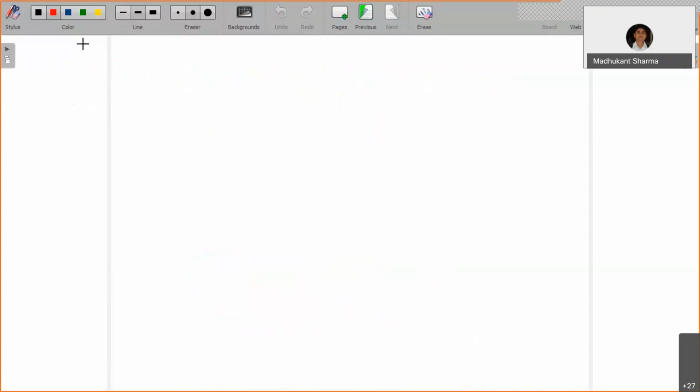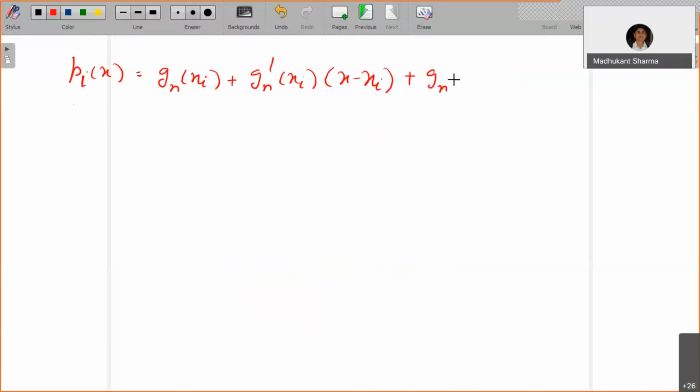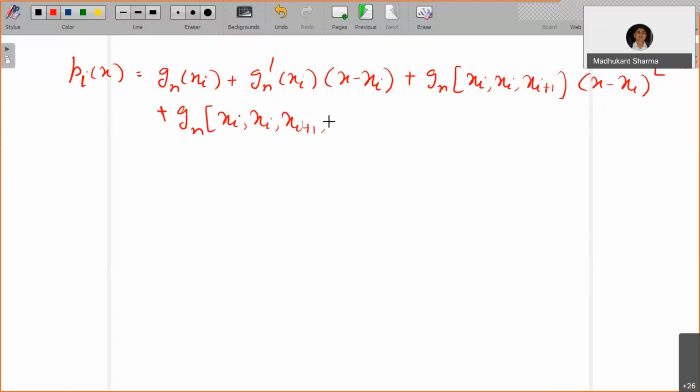Let's write down the expression for this pi, or pi minus 1, in general. So pi of x is given by the similar formula: Gn at xi, plus Gn dash at xi times (x minus xi), plus Gn[xi, xi, xi plus 1] times (x minus xi) whole square, plus the last one, Gn[xi, xi, xi plus 1, xi plus 1] times (x minus xi) whole square times (x minus xi plus 1). If you relate this with the previous, you have the same formula. But here, this Gn dash is not given to us; it is not known to us.